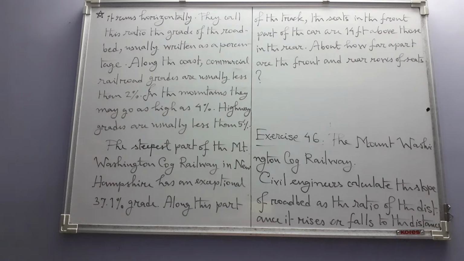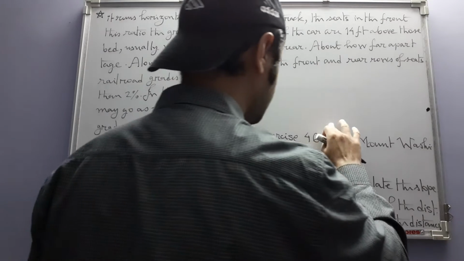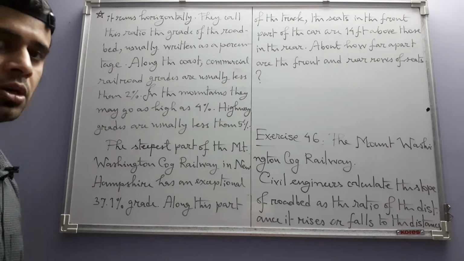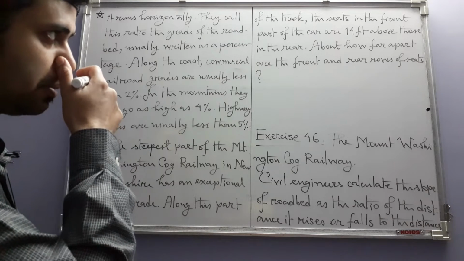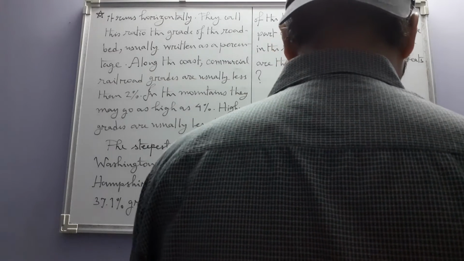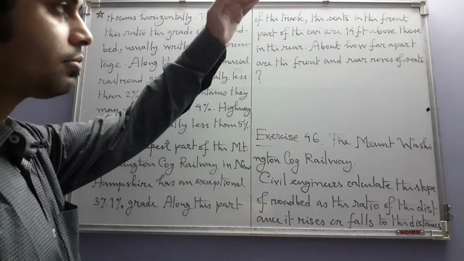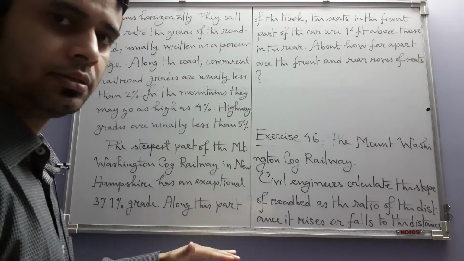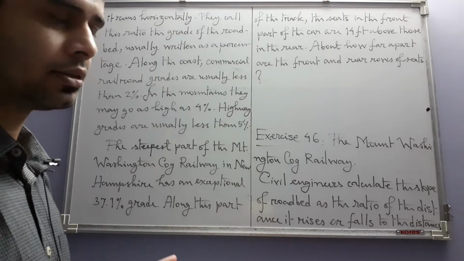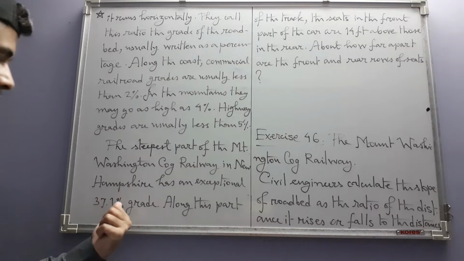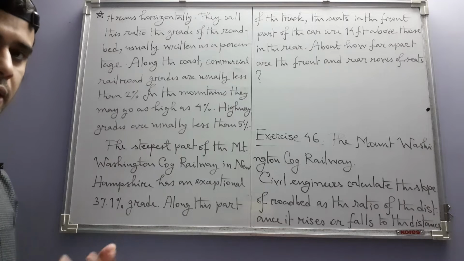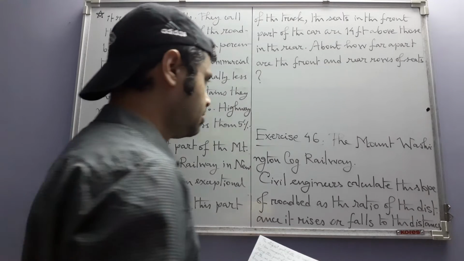So slope is still rise or fall divided by run. So how far apart are the rows of seats? That means the front part is 14 feet above the rear part and the grade is 37.1%. Since it's expressed as a percentage, we have to divide it by 100 to find the slope. So that is the slope.